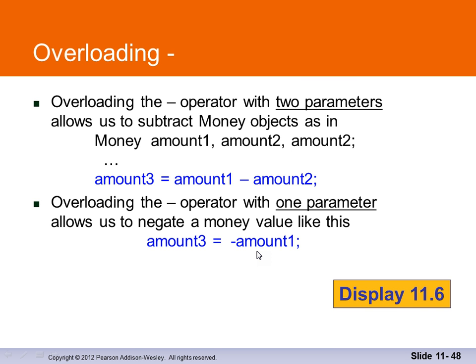This is an example of how to use it. We'll look at the code in a minute. So this is a unary operator. So you say amount 3 is equal to minus amount 1. This is a binary operator. We can give both operators the same name, and C++ will distinguish between the two.